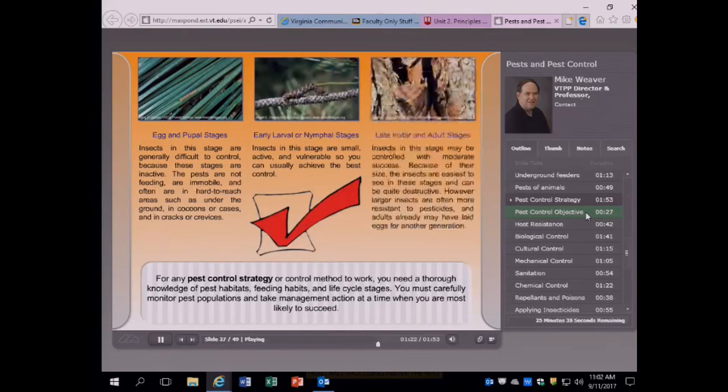The late instar and adult stages may be controlled with moderate success. Because of their size, insects are easiest to see in this stage, but they can also be very difficult to control, and they can cause quite a bit of damage. Larger insects are often more resistant to pesticides, and adults already may have laid their eggs for another generation. So it's very important to focus your control time on those early larval and nymphal stages.